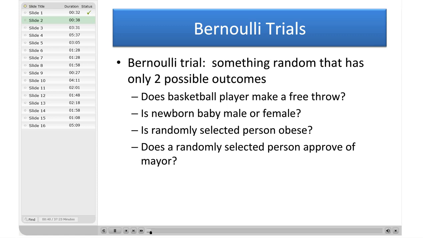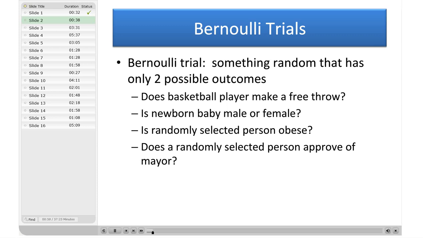A Bernoulli trial is a very simple concept. It's just something random that has only two possible outcomes. For example, if a basketball player shoots a free throw, they're either going to make it or they're not going to make it. If you have a newborn baby, that baby will either be male or female.